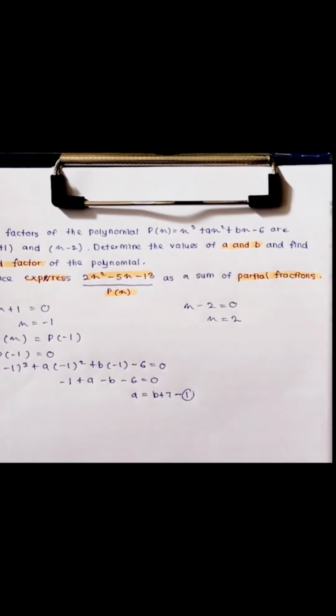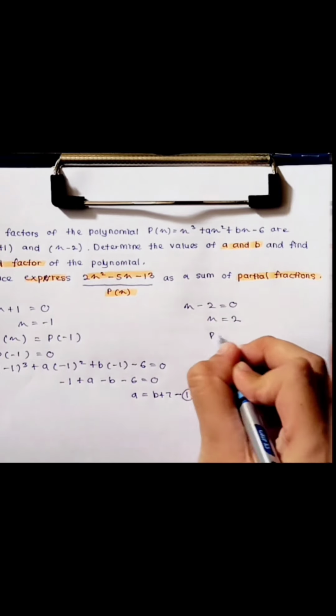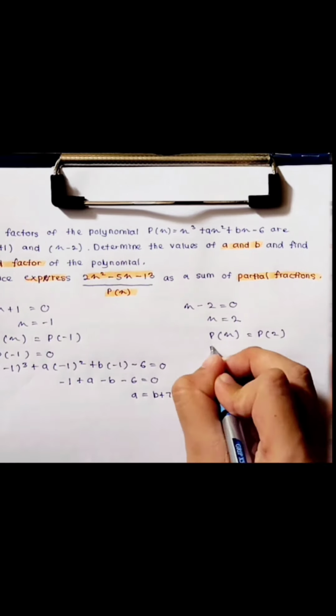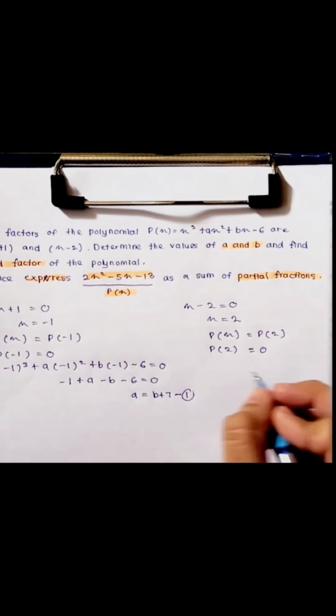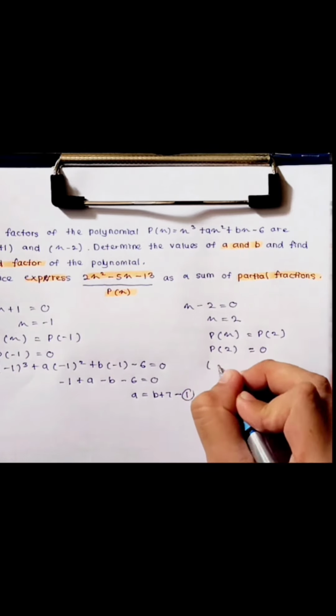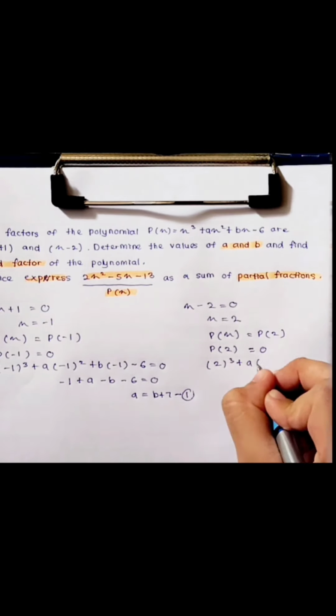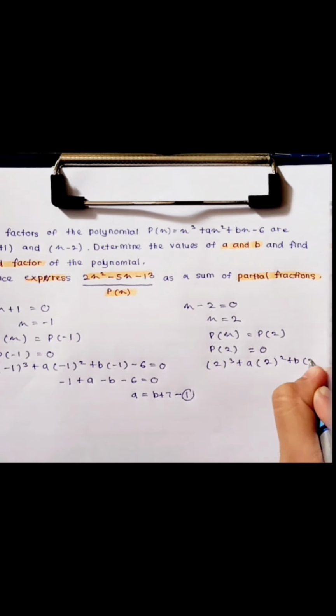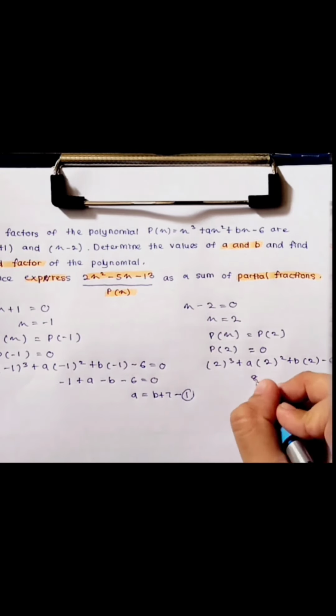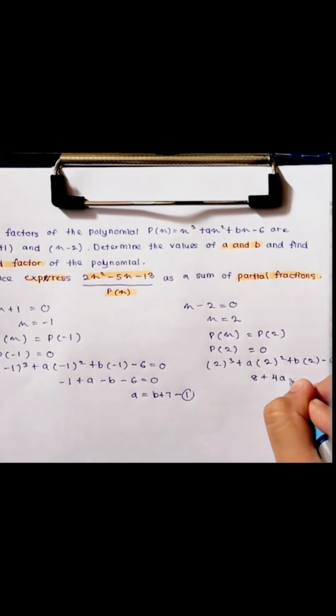For x equals 2, we do the same thing. So p(x) equals p(2) and p(2) equals 0. We substitute 2 like we did for negative 1 just now. 2 cubed plus a times 2 squared plus b times 2 minus 6 equals 0. Then we solve the equation. We get 8 plus 4a plus 2b minus 6 equals 0, and we rearrange it. We get 4a plus 2b equals negative 2. This is the second equation.